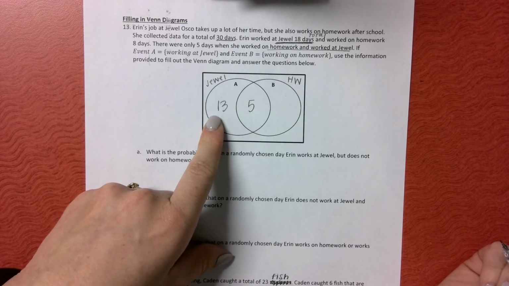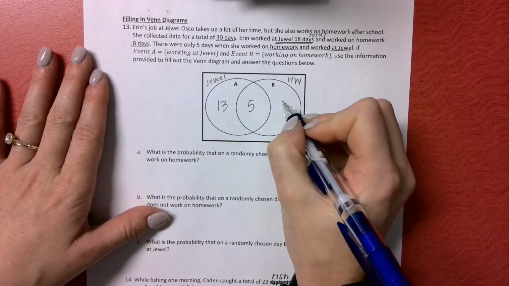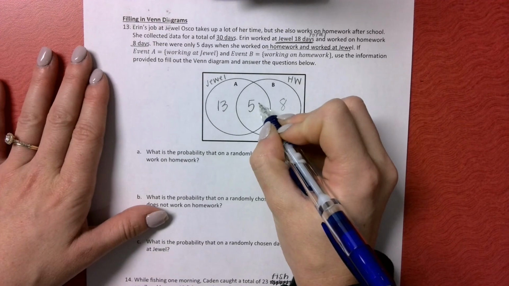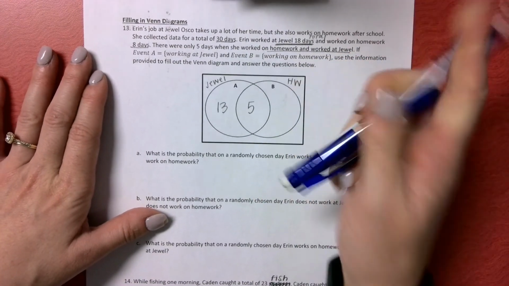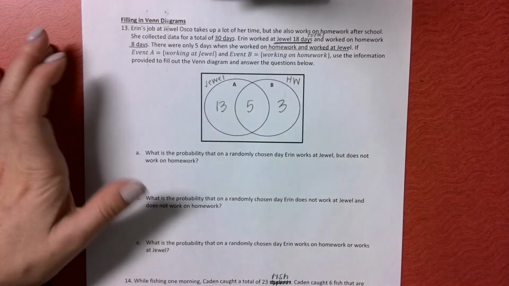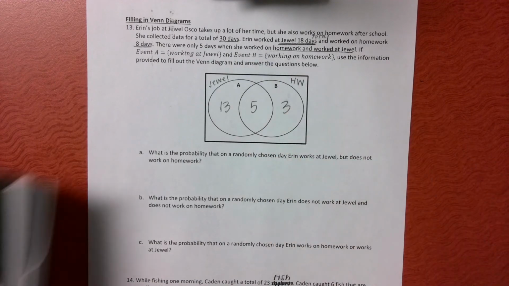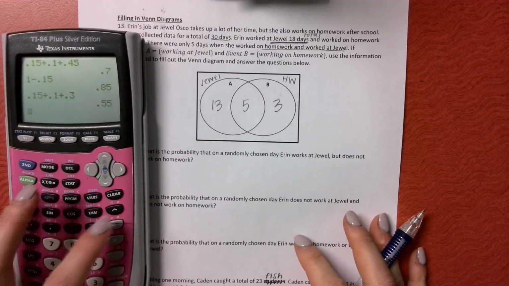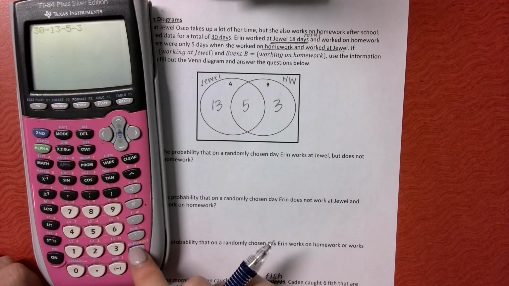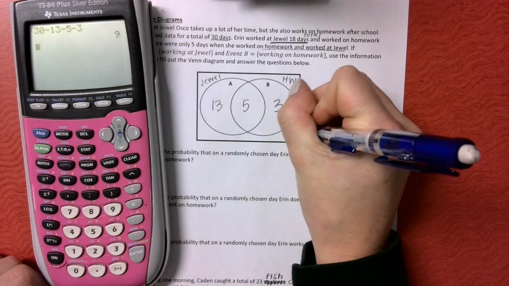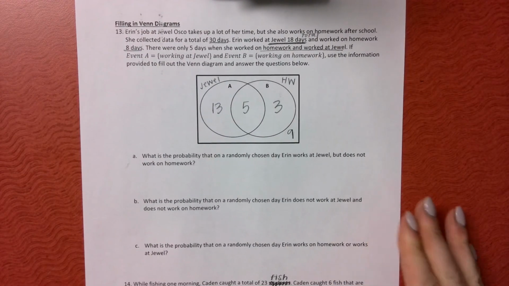It also says she worked on homework for 8 days. Again, I don't just want to put an 8 here because that's not considering this overlap. There's already 5 days in the middle. So 8 minus the 5 gives me 3. It did tell me she collected data for a total of 30 days. So I'm going to take 30 and subtract everything I have written down there. That means there are 9 days that she didn't work at Jewel, and she didn't do any homework either.